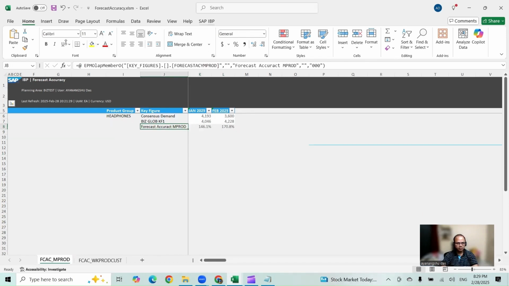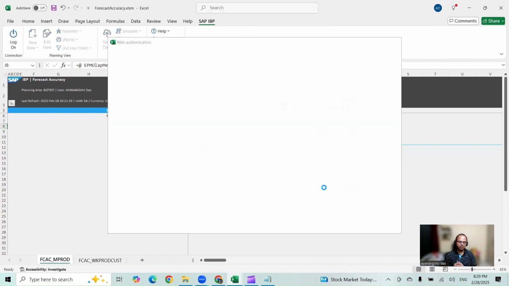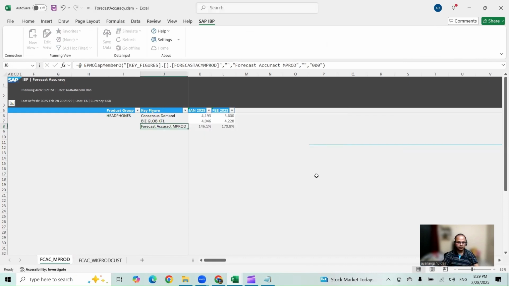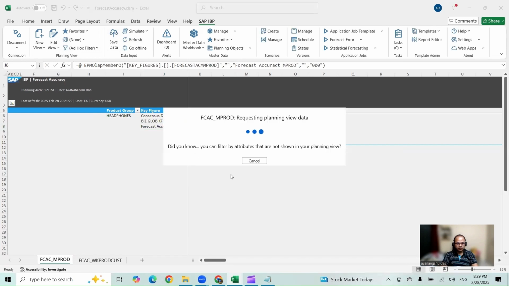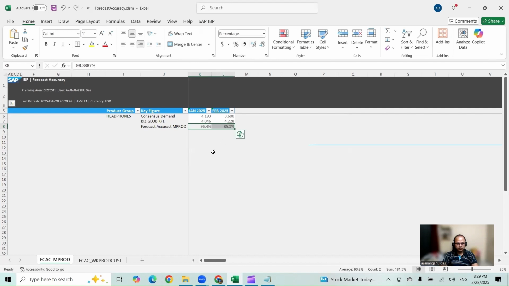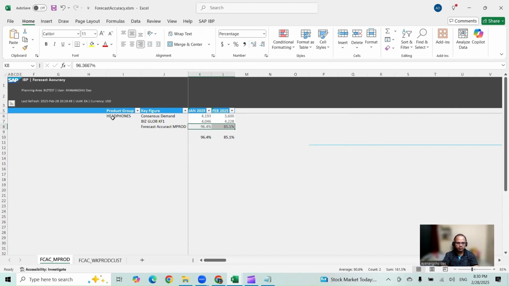And we'll log out and log in again, because after each planning area refresh or activation, we should actually log off and log in again into the Excel interface. And then we'll refresh the data. And now let's see how it does. Yeah, so it's calculating correctly at a product group level.